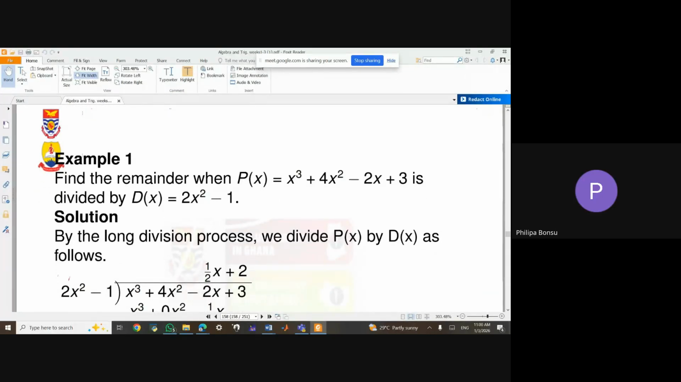Yes, madam. We want to end here, but we've gotten to division of polynomial functions. I want you to revise division of polynomial functions.